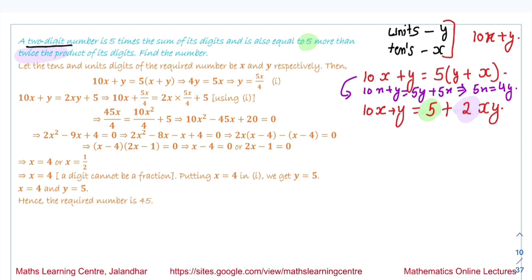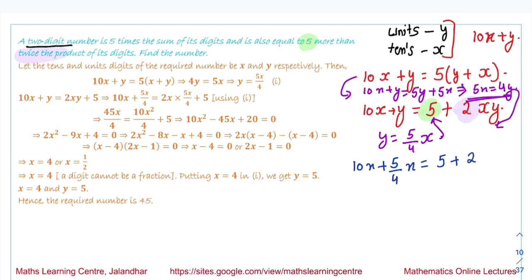From the second equation, we get y is equal to 5 by 4x, and we substitute these values over here and we get 10x plus 5 by 4x is equal to 5 plus 2x into 5 by 4x. 5 is common in all these terms. This 5 gets cancelled, we are left with 1. This 5 gets cancelled and this is 2.